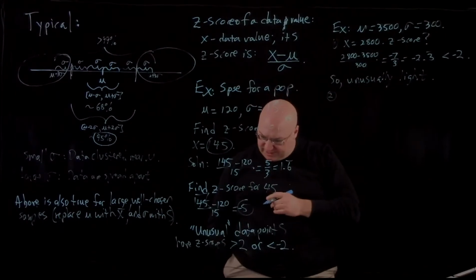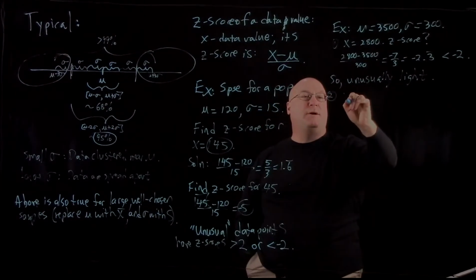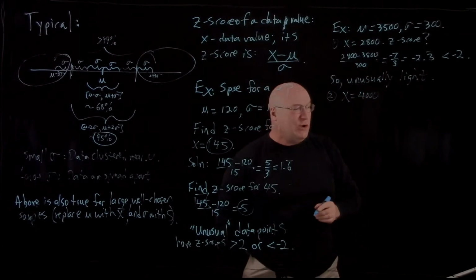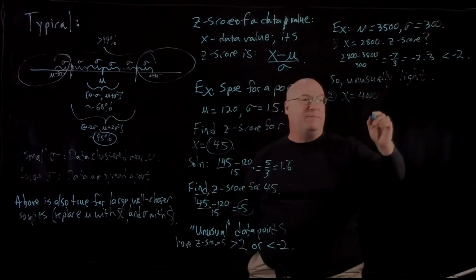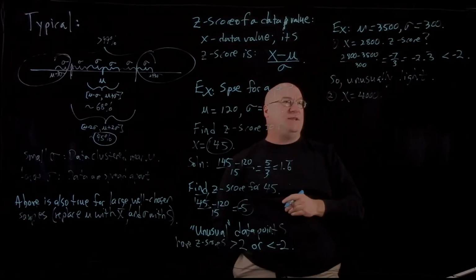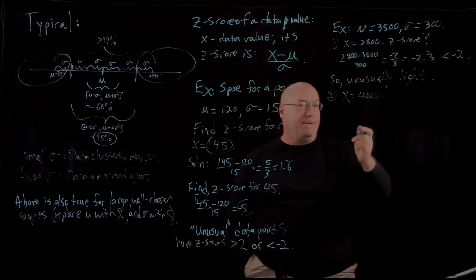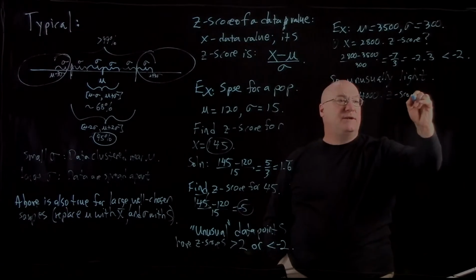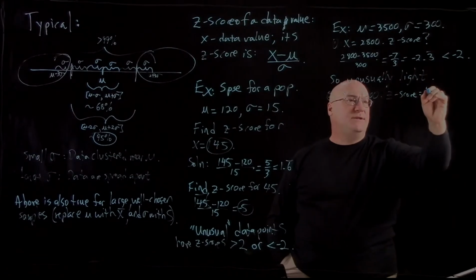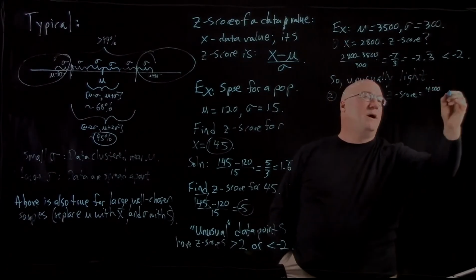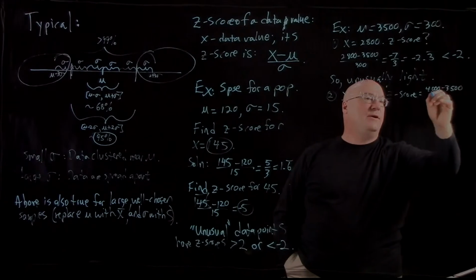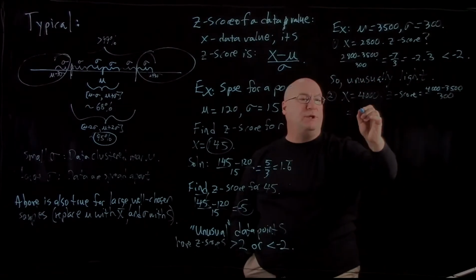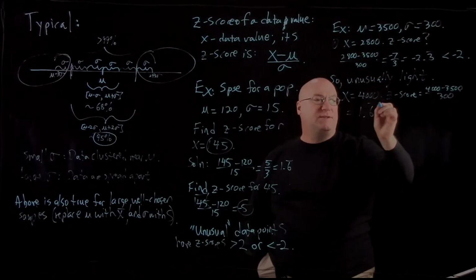For the second one, we have a 4,000-pound hippo. Certainly bigger than the mean. Is that so big that we would think it's unusually big? So pause and find the z-score. Okay, I get, do it right here. The z-score is 4,000 minus 3,500 over 300, which works out to be positive 1.6.